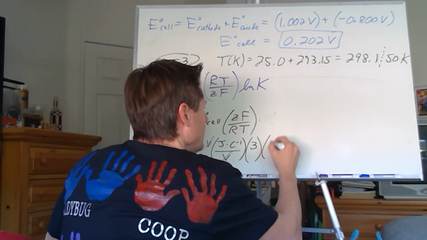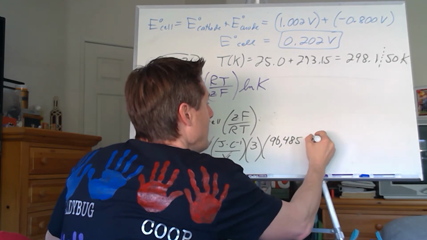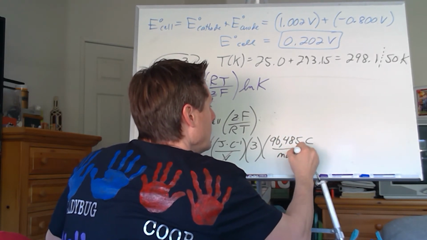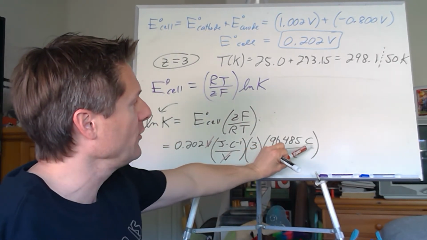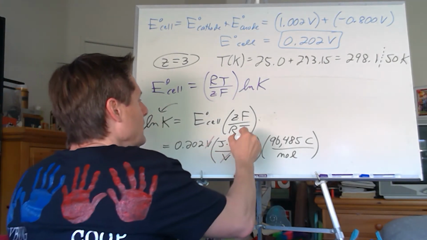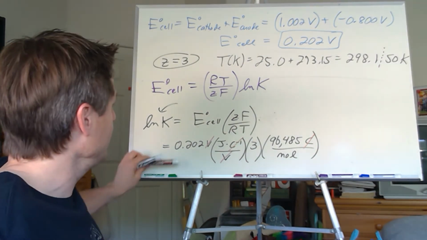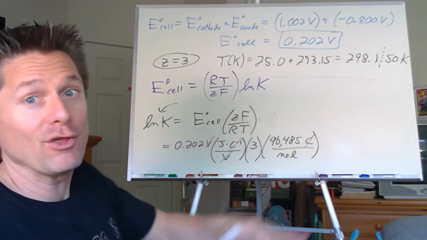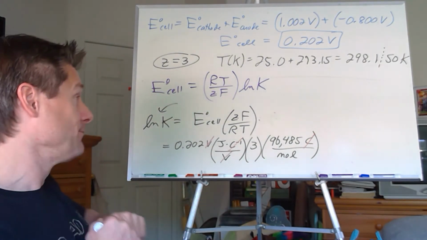Faraday's constant, 96,485 coulombs per mole. So we've got coulombs in the numerator, and that's coulombs to the -1, so it's actually in the denominator. So inverse coulombs and coulombs cancel out, my friends. Remember, we're doing a log term, so all the units need to cancel out. If you have units left over, something's not right.